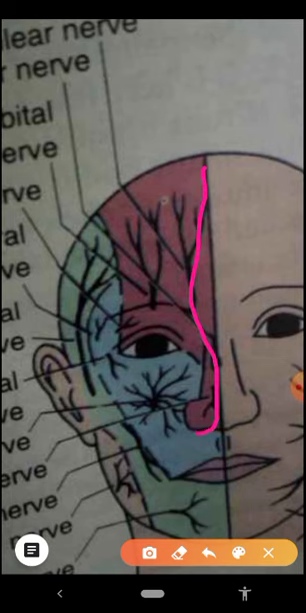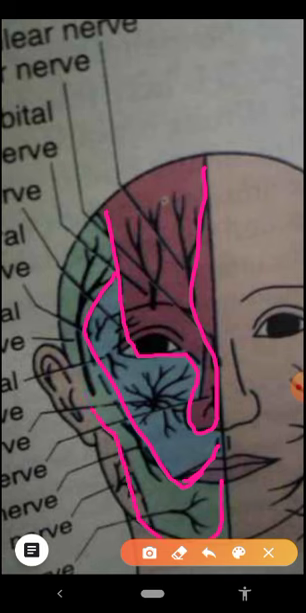This red area is supplied by the ophthalmic branch of the trigeminal nerve, and this blue is supplied by the maxillary branch of the trigeminal nerve, and this green area is supplied by the mandibular branch. Sorry, this one is the mandibular, and this one is the maxillary branch, and this is the ophthalmic branch of the trigeminal nerve, which is supplying this area.